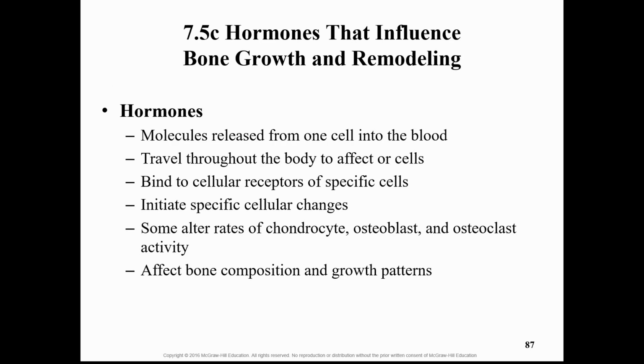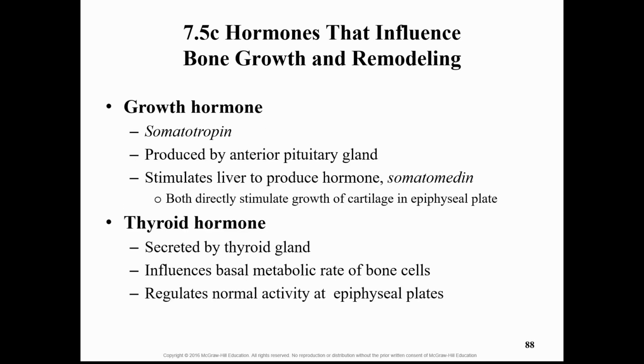Now, bone growth is influenced by hormones. Hormones, as I mentioned, are chemical messengers. They're released into the bloodstream and they go all over the place, but tend to affect certain types of cells more specifically. Growth hormone is the most critical hormone for bone growth. It's also known as somatotropin. It's produced by a gland in the brain called the pituitary gland. Thyroid hormone is also required for bone growth, although it is secondary.